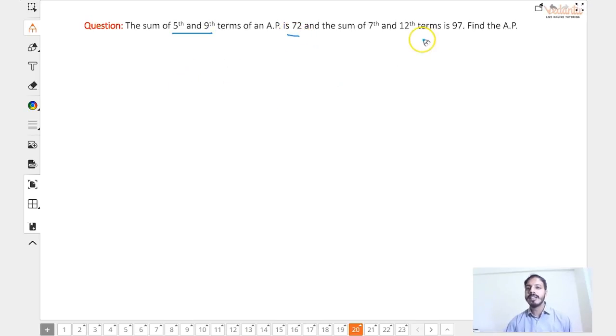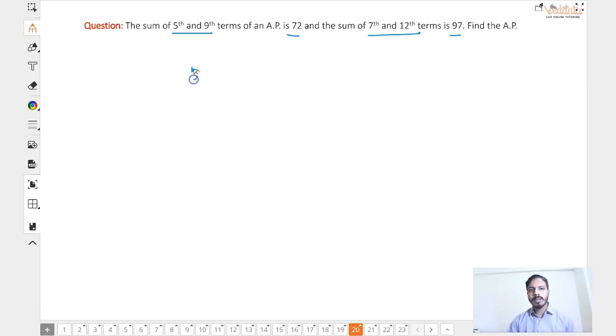This is the first condition. The second condition is that the sum of the 7th and 12th terms is 97. So you got two conditions. Now from these two conditions, you can solve for the two variables, that is a and d, and then you can find out the AP series. Now let me show you how to solve this. So for example, the 5th and 9th terms of the AP sum to 72.